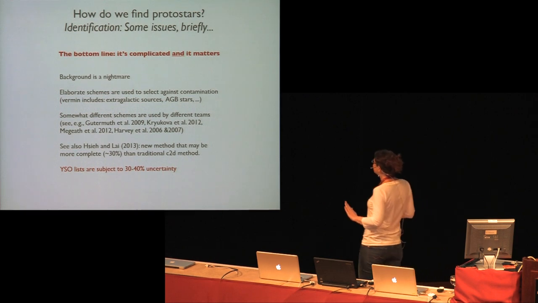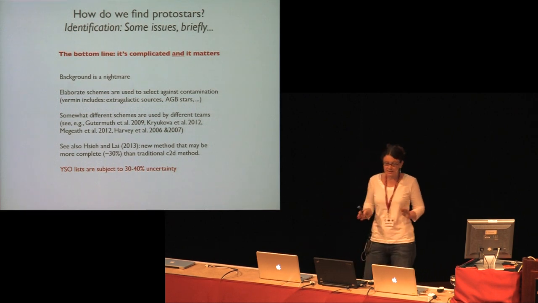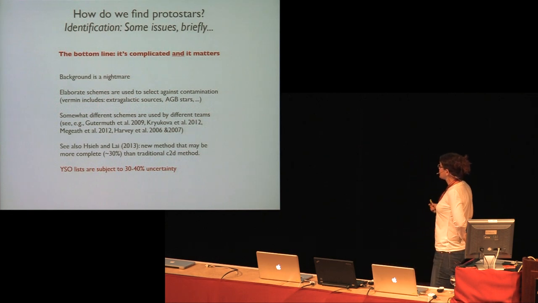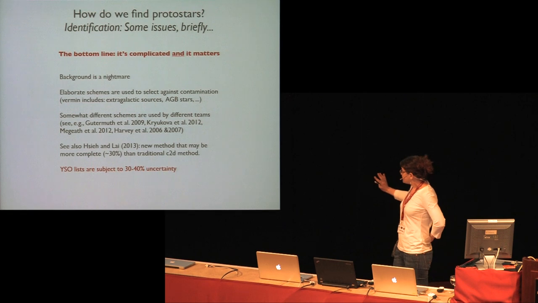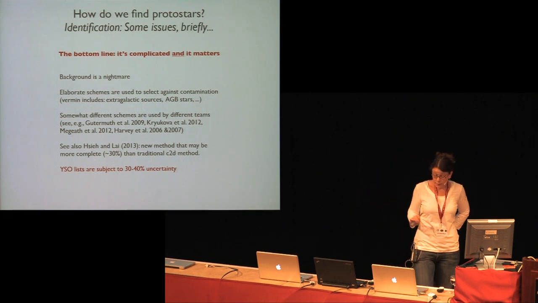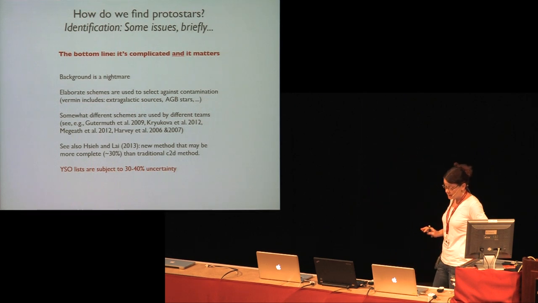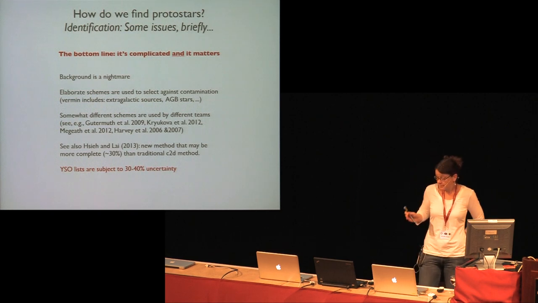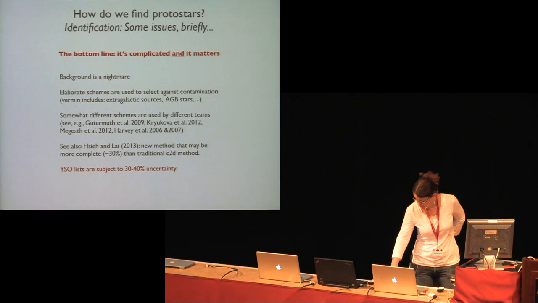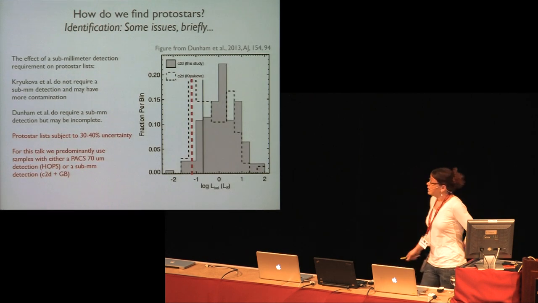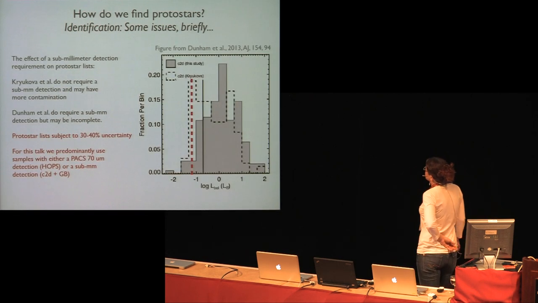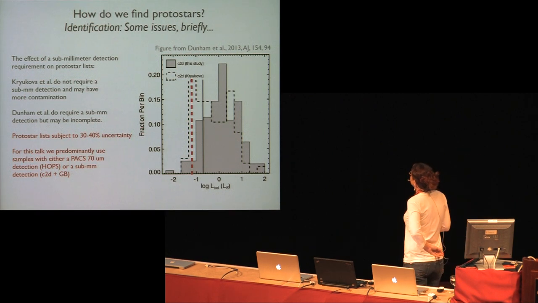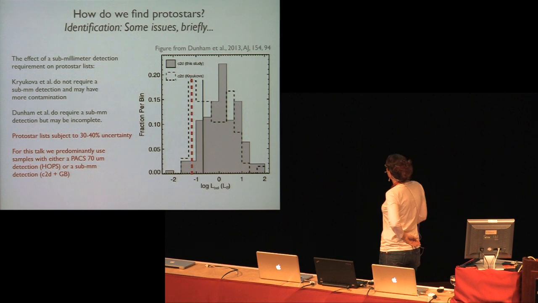I'm going to spare you the pain of showing you the elaborate schemes that people use, but the bottom line is that different groups use different schemes, and as a consequence, the YSO lists are subject to 30 to 40% contamination because it's very hard to exclude what Neil refers to as vermin, basically. Now, this talk is about protostars, so what about the protostar lists? They're also subject to 30 to 40% uncertainty due to different methodologies.